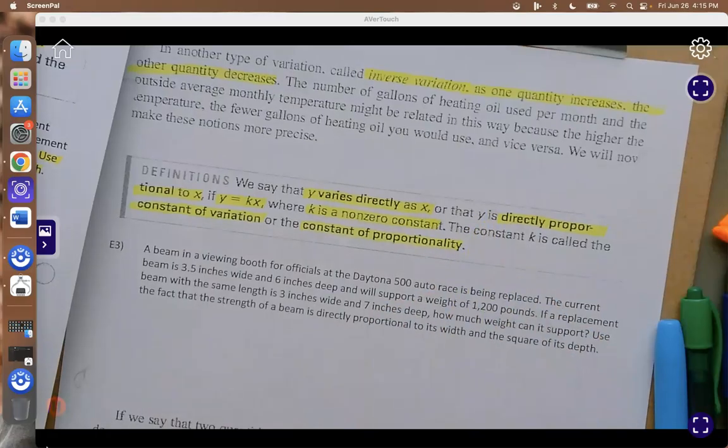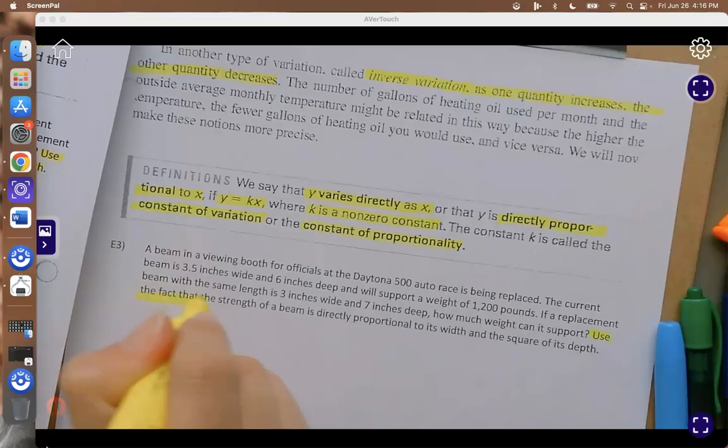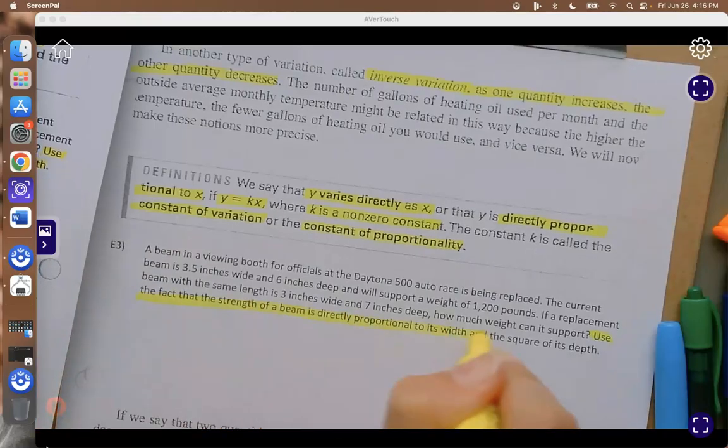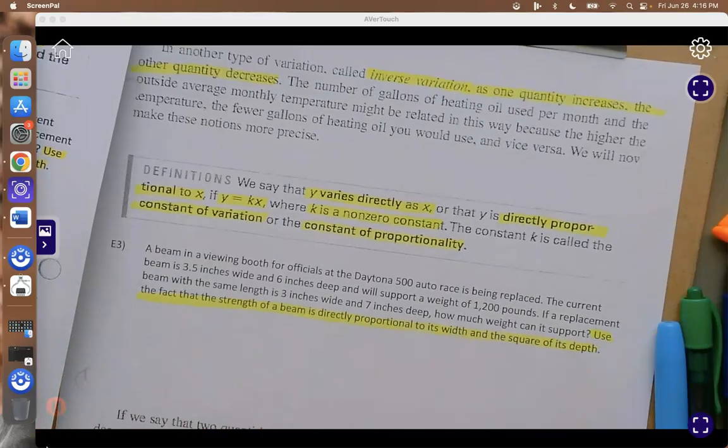A beam in the viewing booth for the officials at the Daytona 500 auto race is being replaced. The current beam is 3.5 inches wide, 6 inches deep, and will support a weight of 1,200 pounds. If a replacement beam with the same length is 3 inches wide and 7 inches deep, how much weight can it support? Use the fact, this is the important part, that the strength of the beam is directly proportional to its width and the square of its depth.